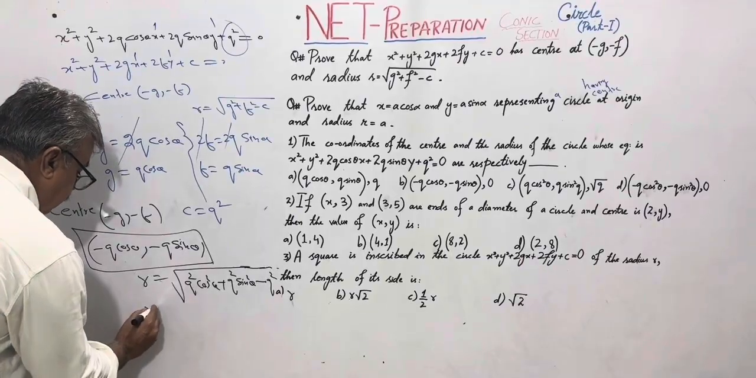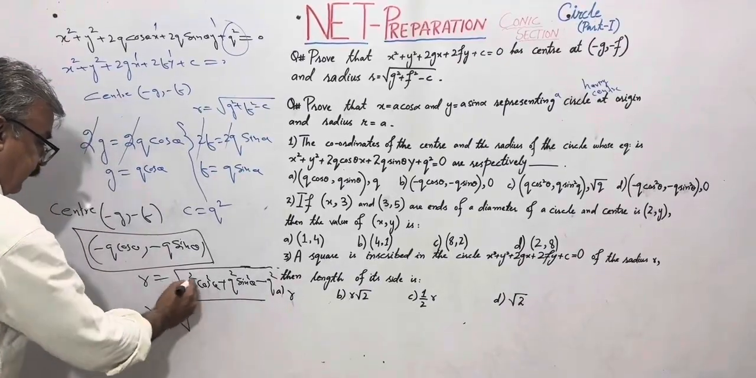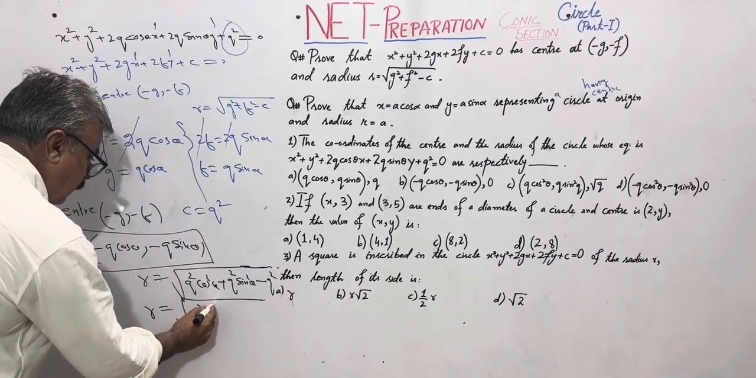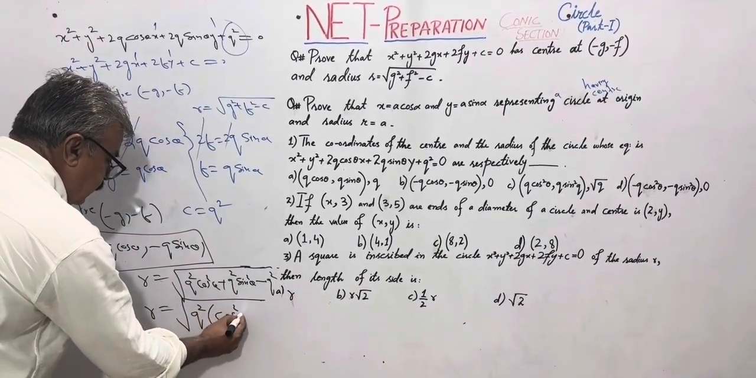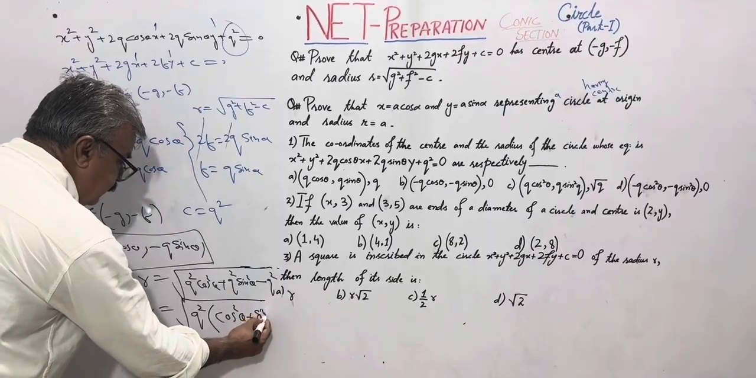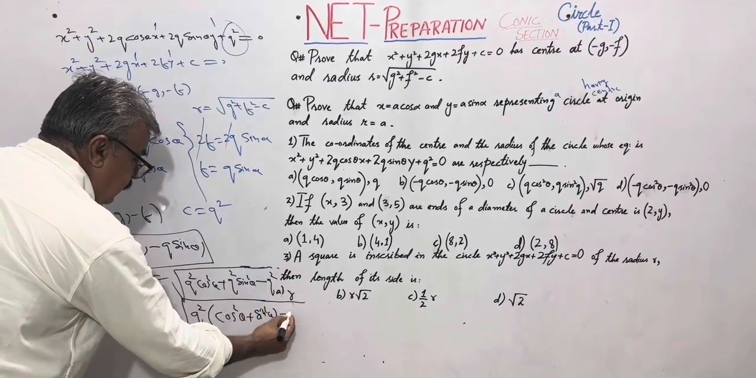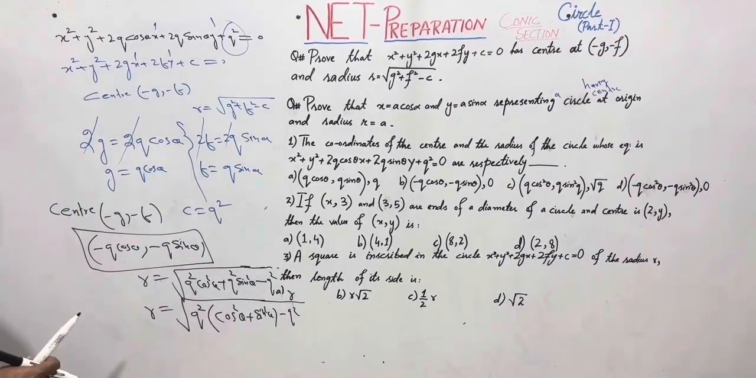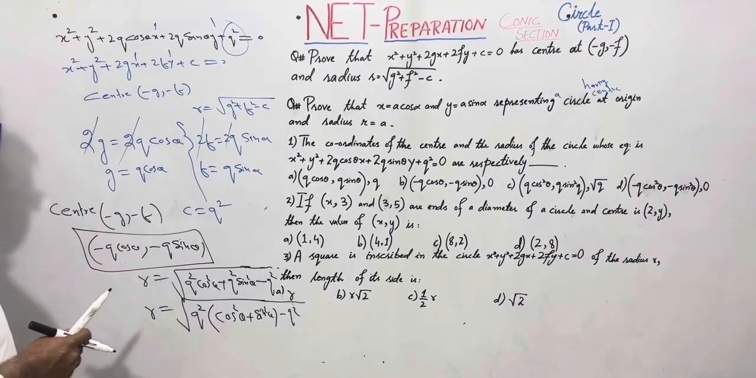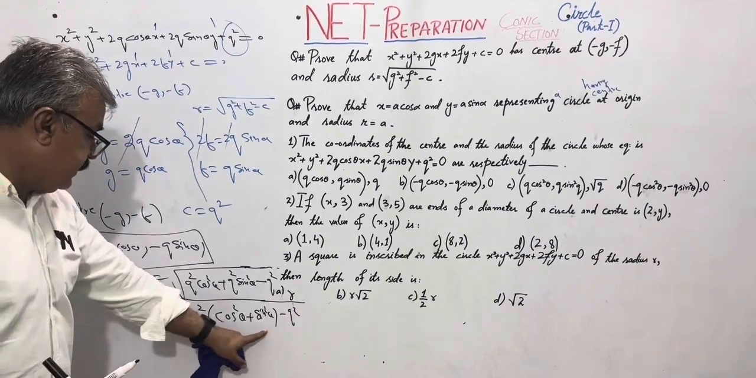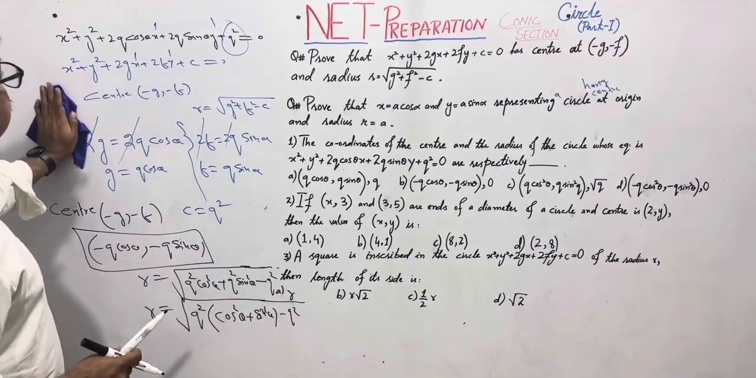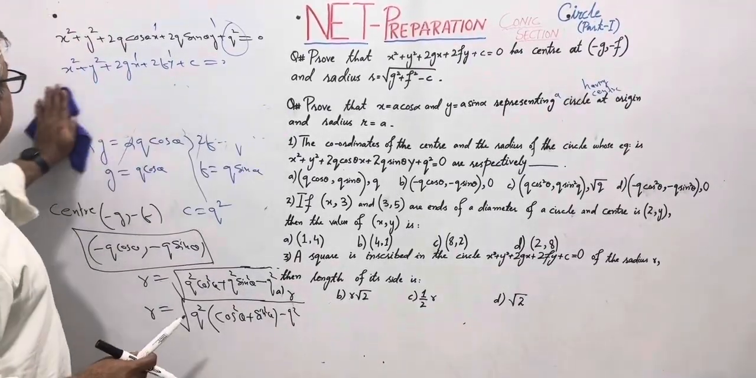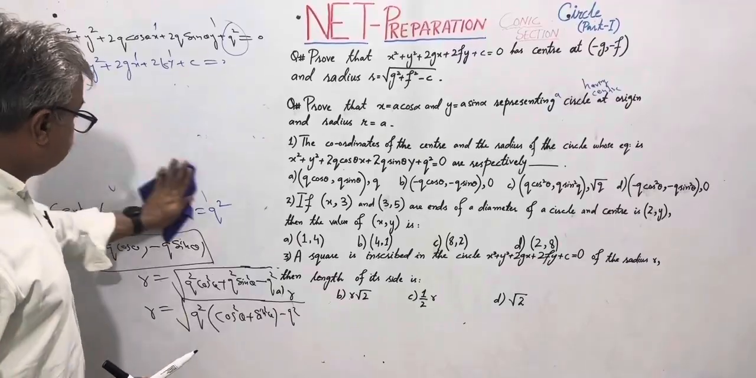We have r equal to root, taking q square common, of q square times cos square theta plus sin square theta, minus q square. As we know that the value of sin square plus cos square is equal to 1. So we are left with q square minus q square.